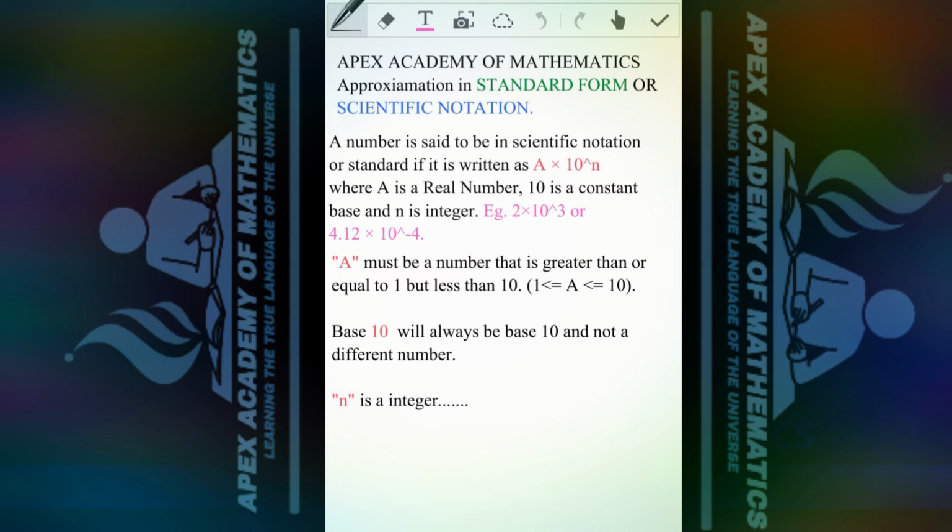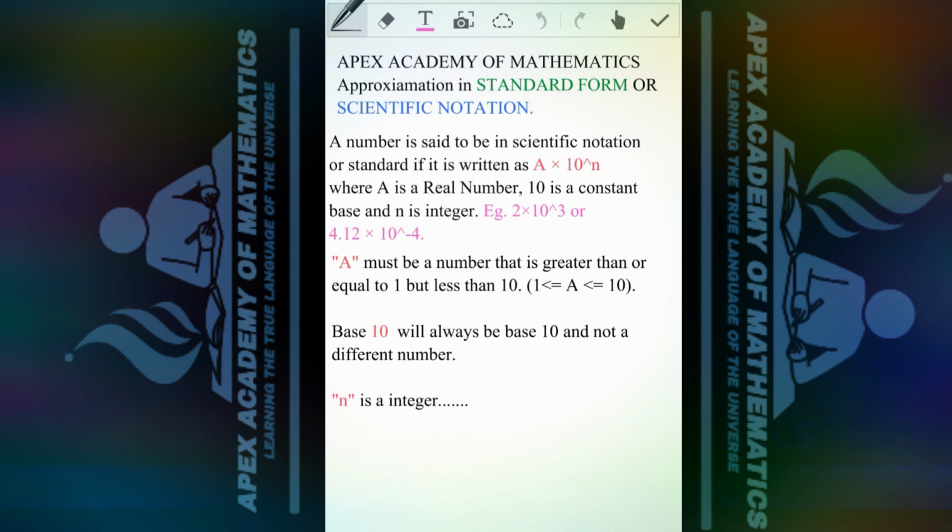All right, so let's jump into the video by explaining a few concepts and principles regarding this concept here. All right, so let's get into it. So as you would have seen at the top here, approximation in standard form is otherwise called scientific notation. All right, so any one of these terms that you do see in the future, the concept which I'm going to be teaching you here is as it relates to these two here.